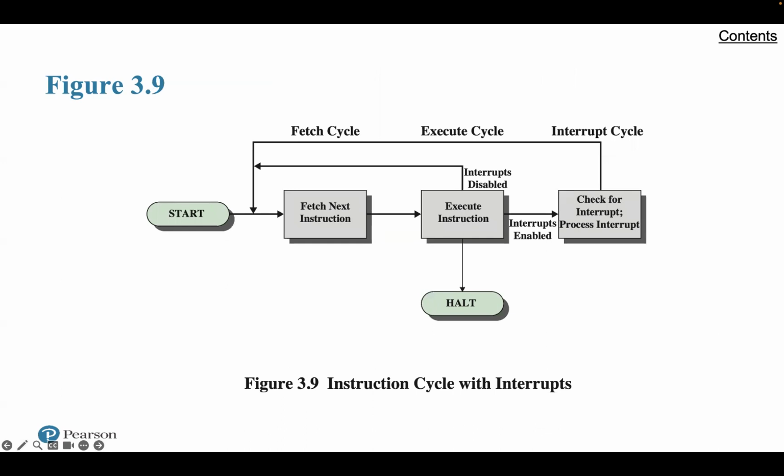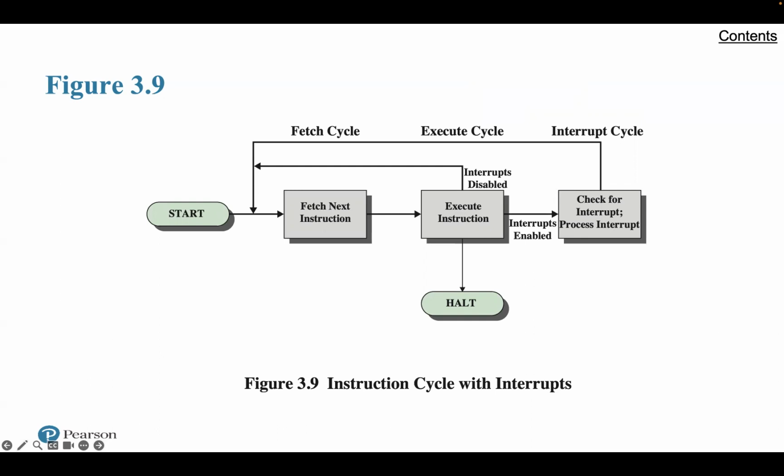So in this figure, to accommodate interrupts, an interrupt cycle is added to the instruction cycle. In the interrupt cycle, the processor checks to see if any interrupt has occurred, indicated by the presence of an interrupt signal. If no interrupts are pending, the processor proceeds to the fetch cycle and fetches the next instruction of the current program.